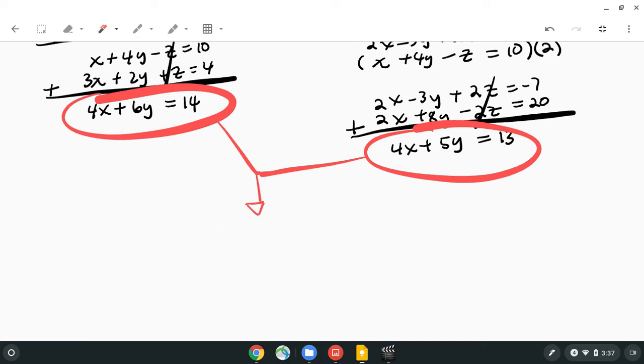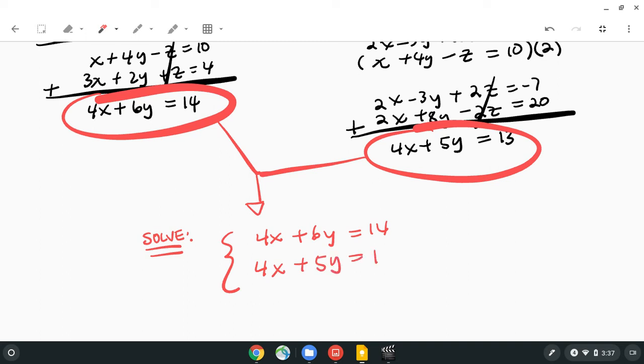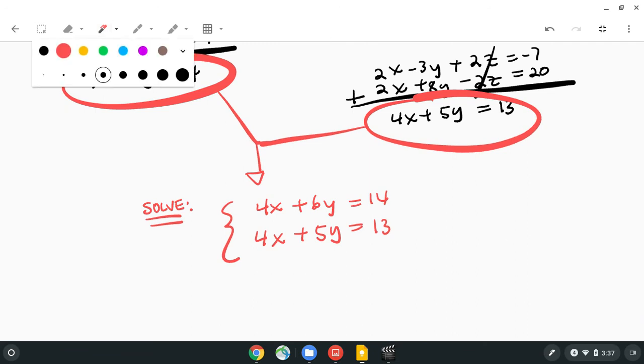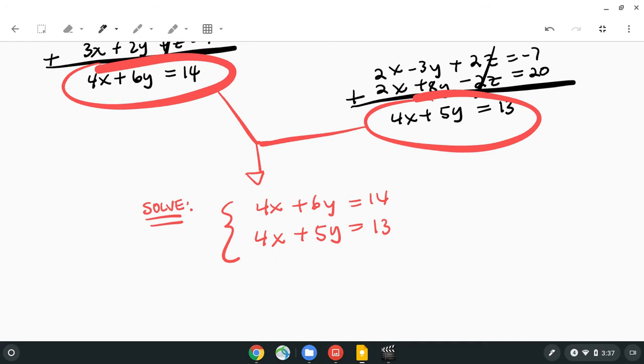So you have to solve this system. 4x plus 6y equals 14. 4x plus 5y equals 13. Okay? And we all know how to use the elimination method from the previous section. So I can go ahead and eliminate this, but I need to multiply this one by negative 1. Okay? So let's do that. Okay, so I need to multiply this one by negative 1.